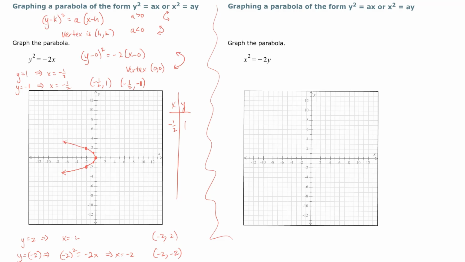Negative 1/2, 1, negative 1/2, negative 1, negative 2, 2, negative 2, negative 2. That would help you. How about this one? This time I'll make the t-chart first.